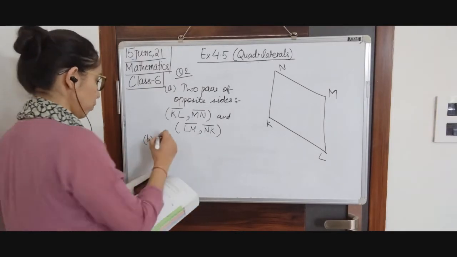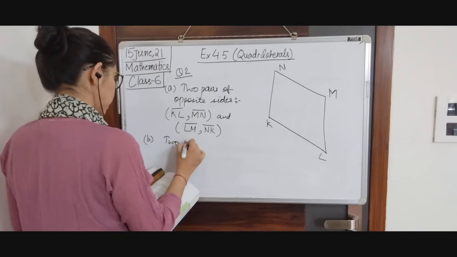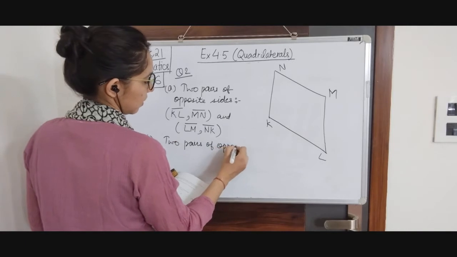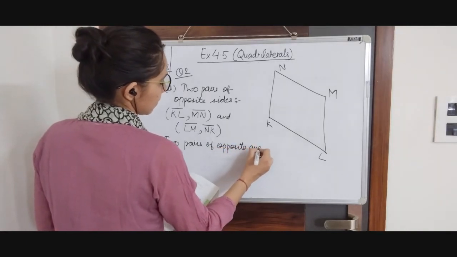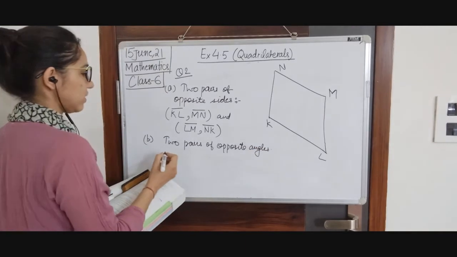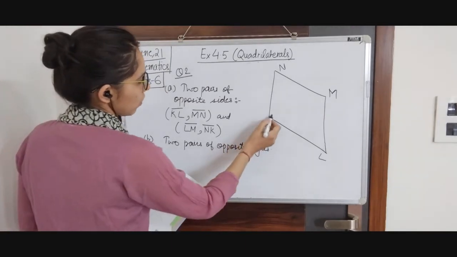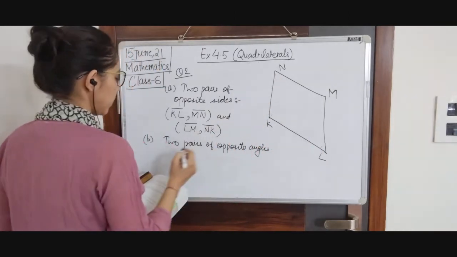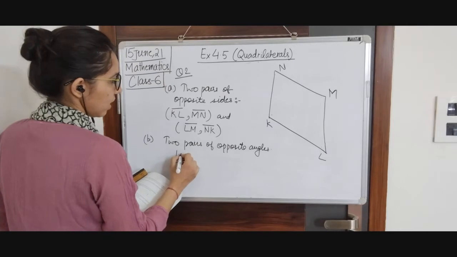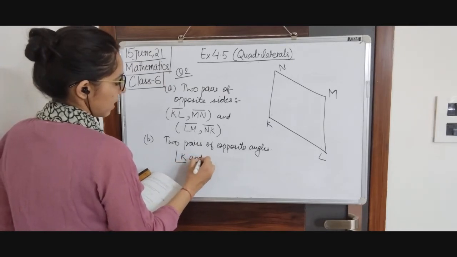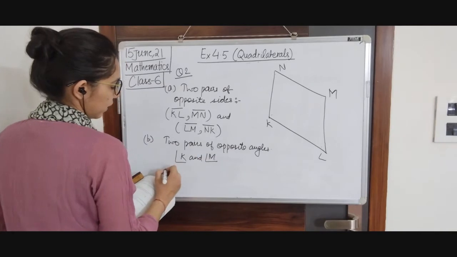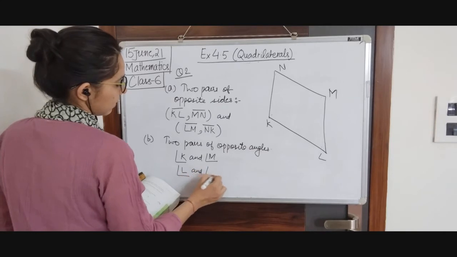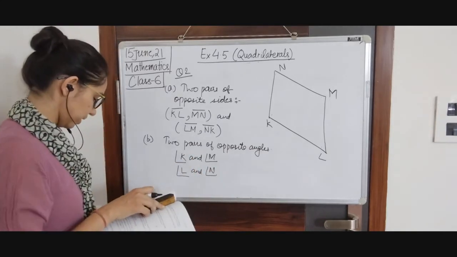Then we have two pairs of opposite angles. The angles which are not adjacent are opposite angles. Now this one and this one, these are opposite angles, and this one and this one, this pair is also opposite angles. Angle K and angle M. Second pair is angle L and angle N. These are two pairs of opposite angles.